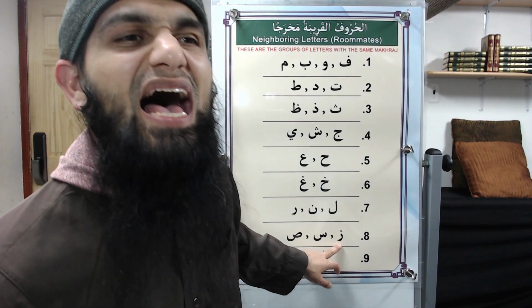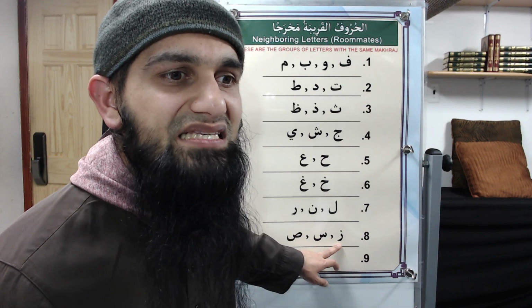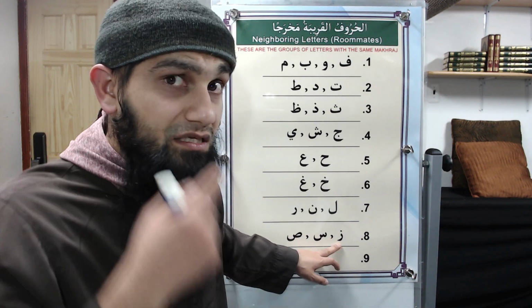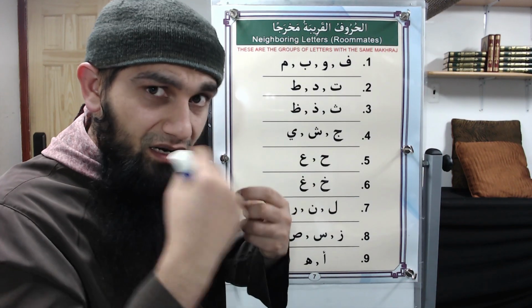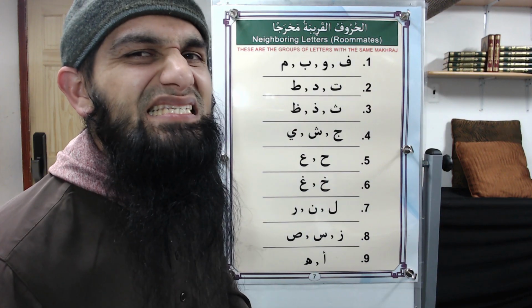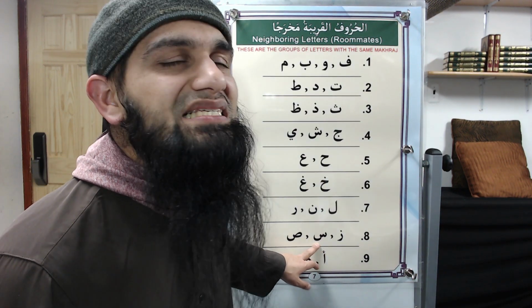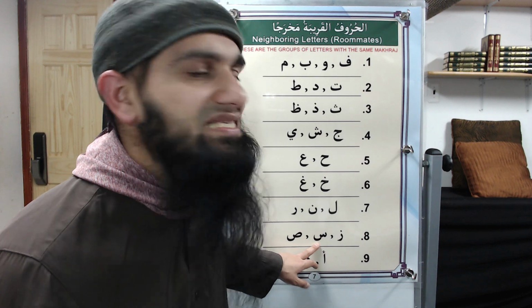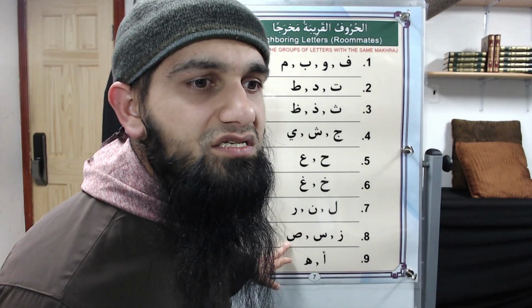Za, az. A lot of commotion, a lot of air, a lot of movement of air between the tongue and the teeth. Az. Sin. As. Sad. As.